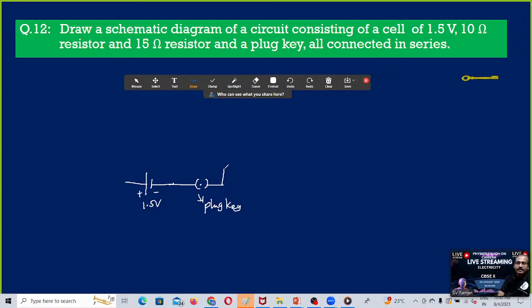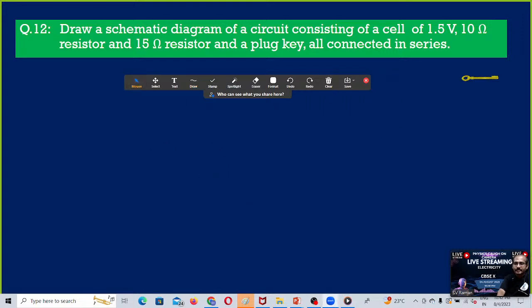Then they're not asked about any other ammeter, voltmeter, nothing. So we can escape it. We need to connect it to 10 ohms resistance. Then all are in series, they asked. Again 15 ohms resistance. Combine it. Close it. So that's it. Okay. You will get full marks.